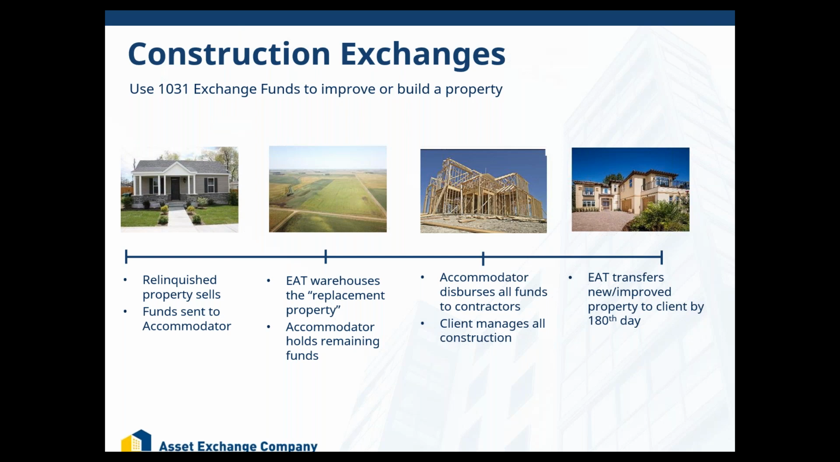Now, we're the QI, qualified intermediary. We're going to be holding the proceeds from that sale. Now, the client goes out, they find a replacement property, but they want to do some improvements to it before they actually acquire it. So what can they do in that case? Well, they can do this thing called the construction improvement or built-to-suit exchange.